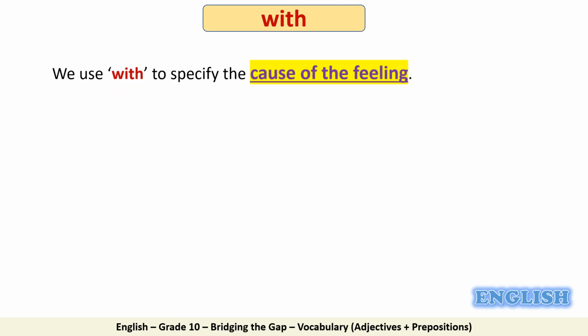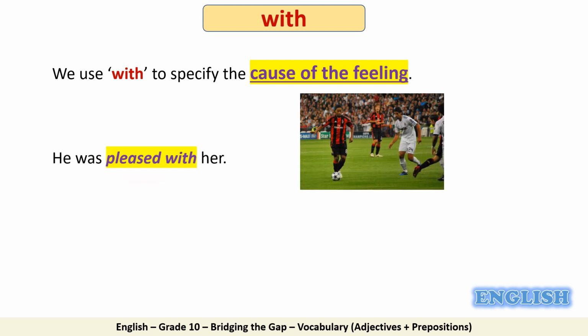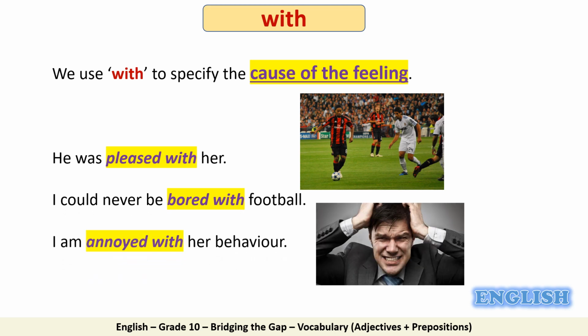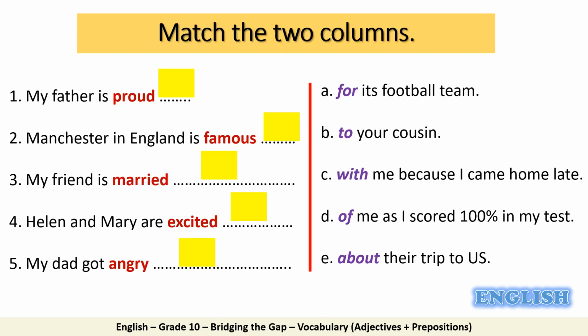Finally, we use with to specify the cause of the feeling. He was pleased with her. I could never be bored with football. I'm annoyed with her behavior. Hope, dear students, the use of adjectives with certain prepositions is clear now.